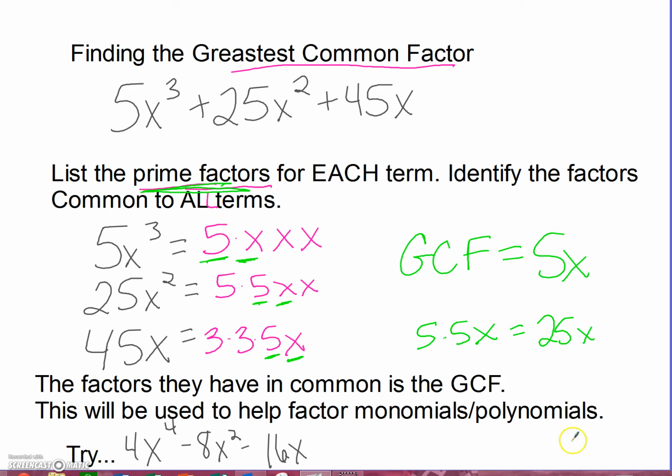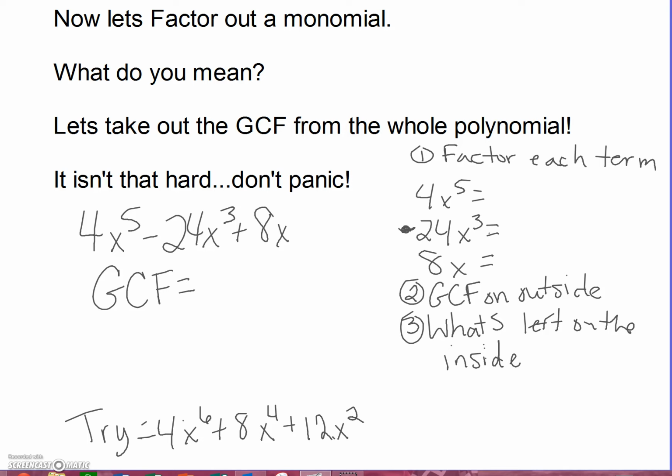You should come out to 2 times 2 times x. So your greatest common factor equals 4x for that one. All right, so now that we've factored it out, we're going to go further.